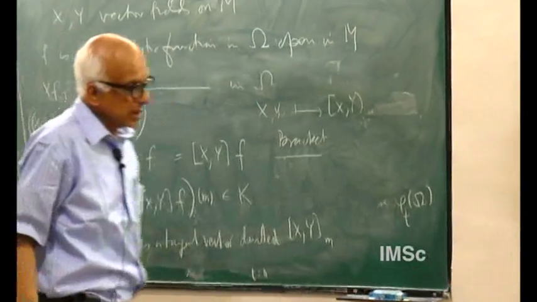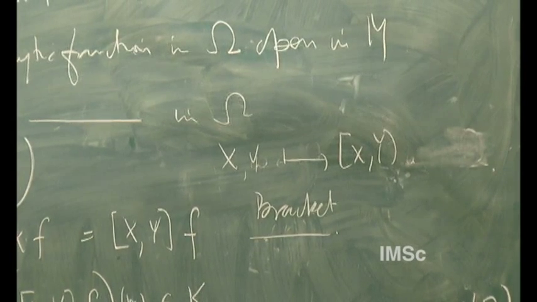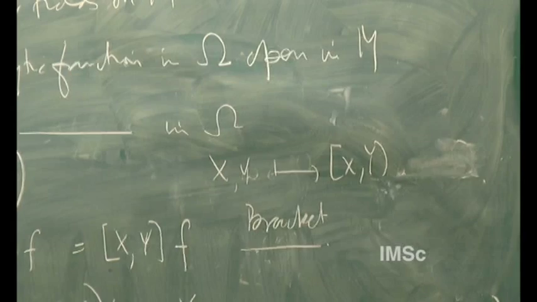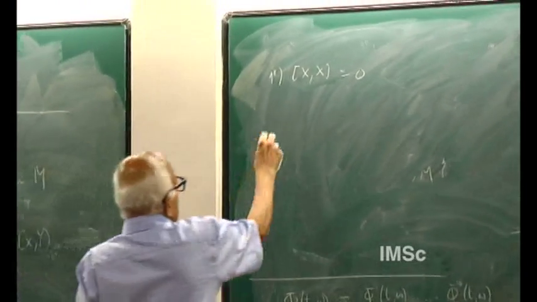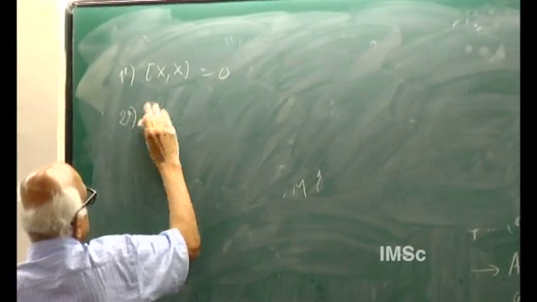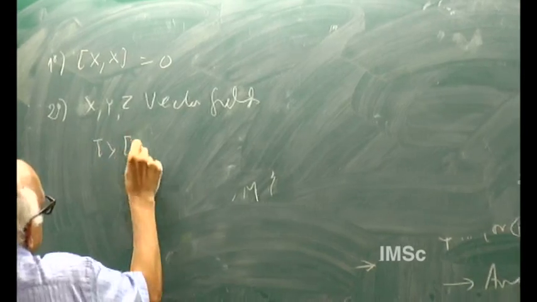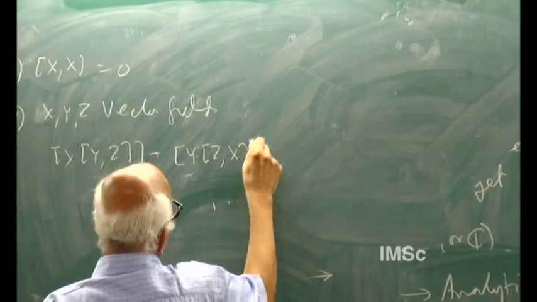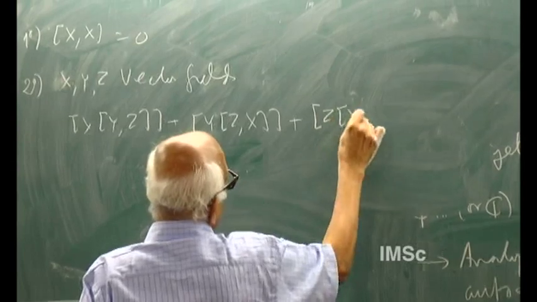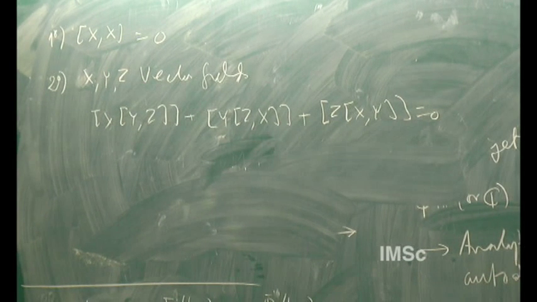This bracket has some interesting properties. One, bracket xx is 0. That's obvious: xy minus yx is x squared minus x squared. Secondly, if you have three vector fields x, y, z, then bracket x, bracket y z, plus bracket y, bracket z x, plus bracket z, bracket x y is 0. You do this cyclically and add up, it becomes 0. That's an easy thing to check out. I will not go into the proof.